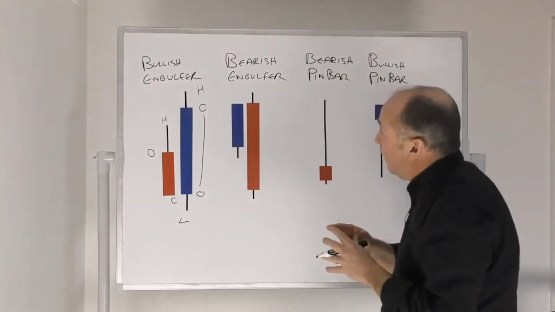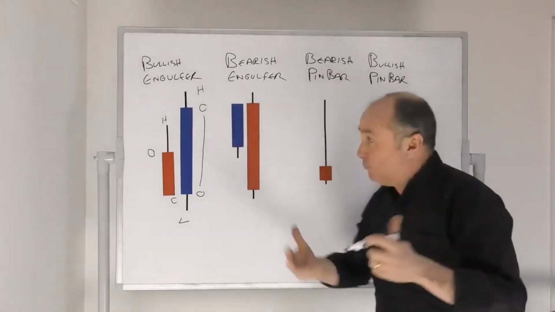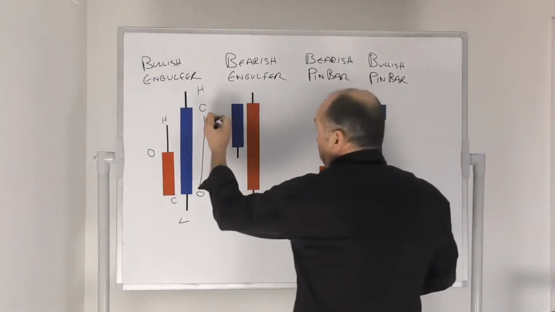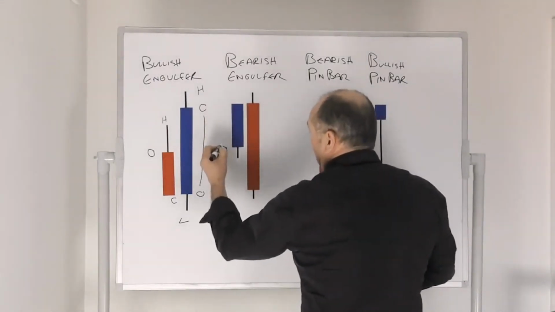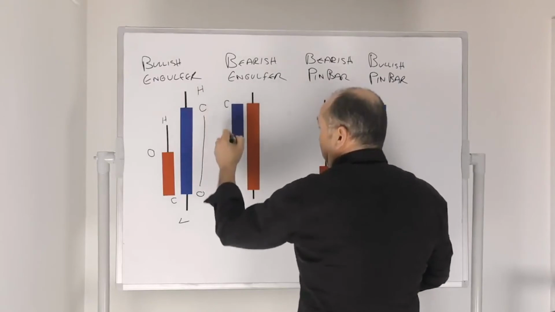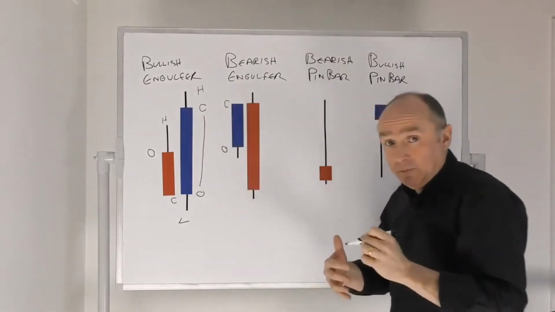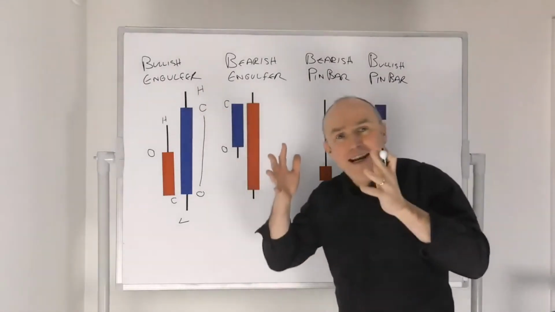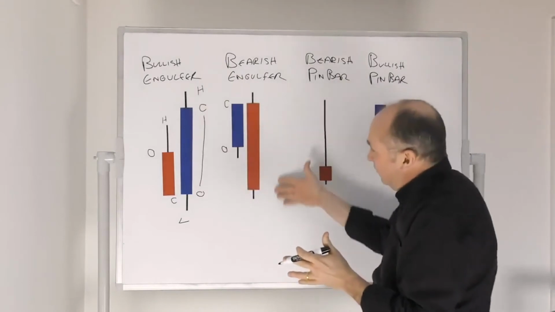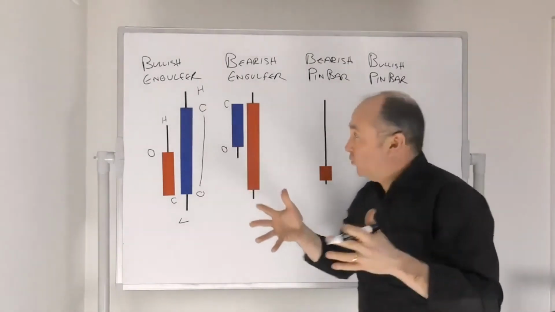Here we've got the bearish engulfer, same thing but in reverse. So the market opens here and we close higher up here. This is a blue bullish candle. So the buyer is in control. Now the next candle, this red candle, shows you that the sellers took control.